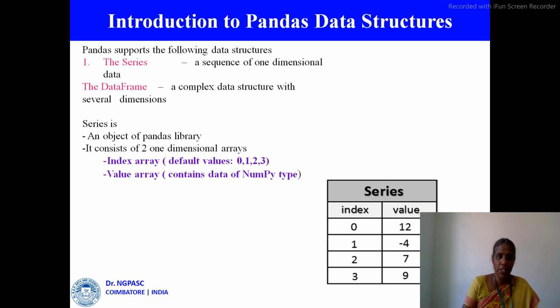Series is an object of the Pandas library. It consists of two one-dimensional arrays. One set of dimension we have index, another set of dimension we have values. Normally index value will be of integer data type and starts with 0. In this example, we have four values. The first value will be stored in 0, the second value in the first position, and so on.